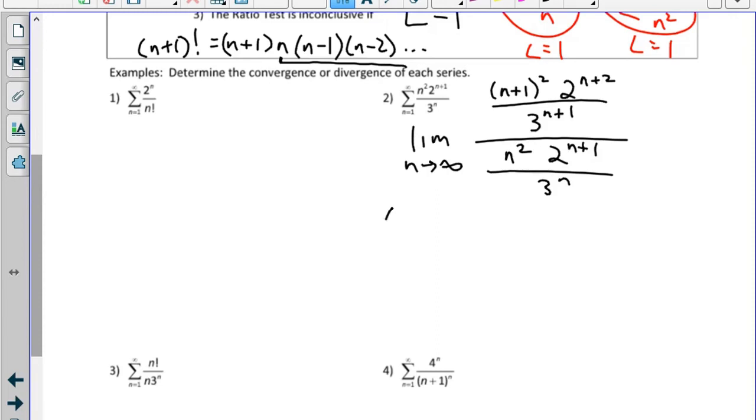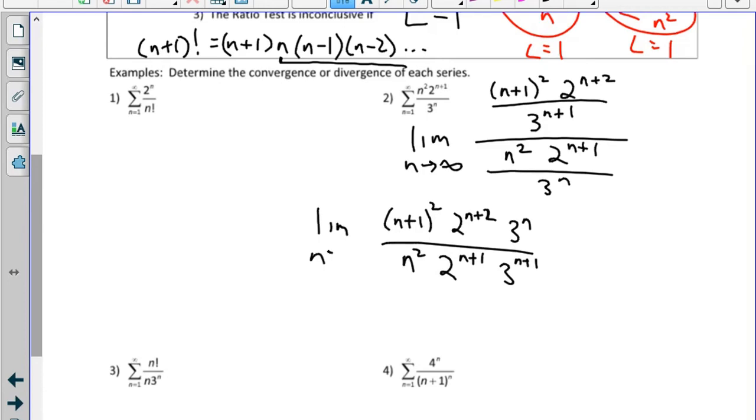So when I rewrite this, I get n plus 1 squared times 2 to the n plus 2 times 3 to the n all over n squared times 2 to the n plus 1 times 3 to the n plus 1, and that's the limit as n goes to infinity. So I'm going to continue to figure out what's happening here. If I have n plus 1 squared over n squared, there's not really anything I can cancel out there. So I'm going to leave that. So I have n plus 1 squared over n squared.